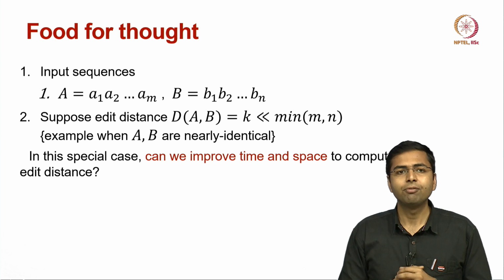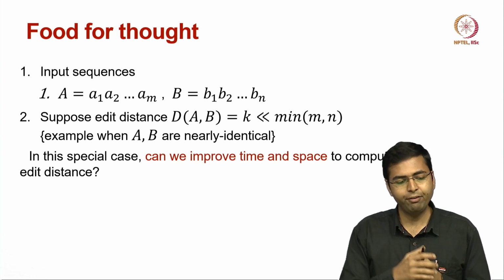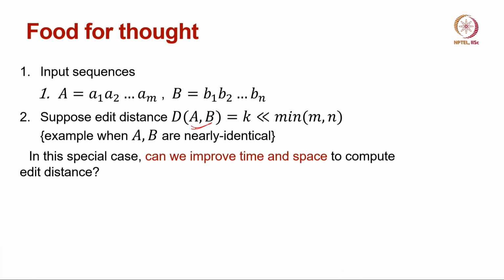Okay, so I'll leave this lecture by giving you a food for thought. I want you to think about a special scenario where suppose the edit distance between strings A and B is, let us say, k, which is very small compared to both m and n. So, the edit distance between these two sequences is extremely small compared to both m and n, that is to say these two sequences are very similar to each other, their number of edits is very small. In this case, can you come up with a faster algorithm that requires less time and space?